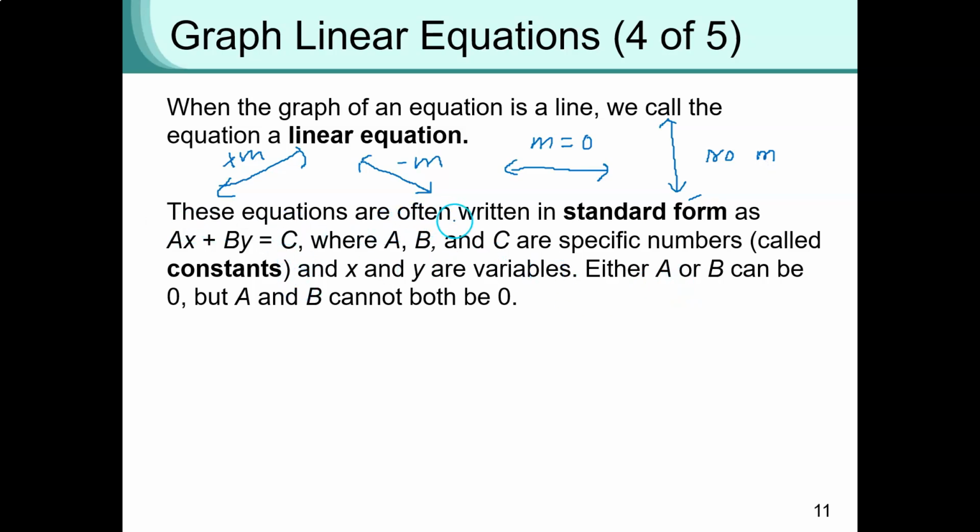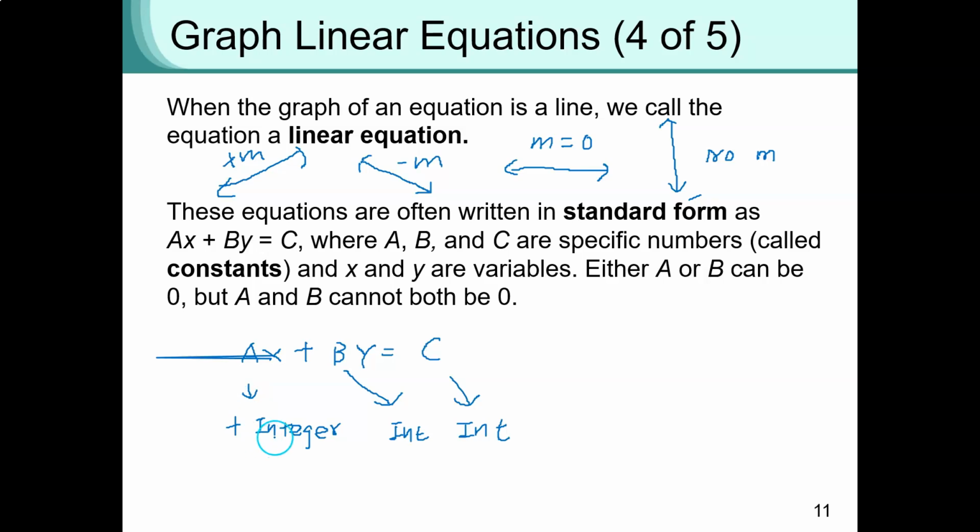And these equations are often written in standard form. We define the standard form as ax plus by equals c. A must be a positive integer. B and y, they are integers as well. But your A must be a positive integer. A could be 0, B could be 0, but you cannot have A and B both be 0.